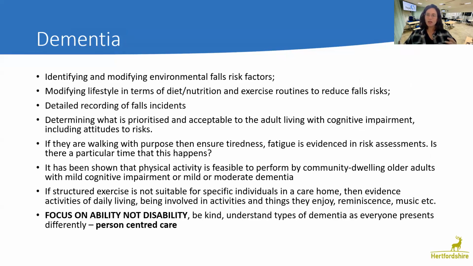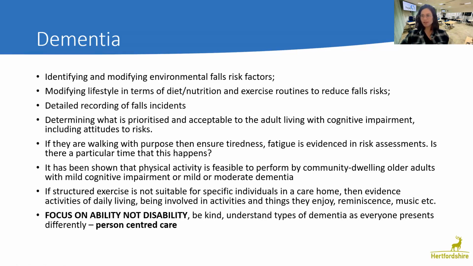A little bit around dementia, because falls can just increase so much. Of course, we've got to look at environmental risk factors, what might be quite stressful or cause any distress for people. Lifestyle in terms of diet and nutrition. So we really want to look at weight loss. It might be that they prefer specific foods, finger foods, etc. We want to try and push the nutrition and hydration as part of prevention. Let's really record, in detail, falls incidences.